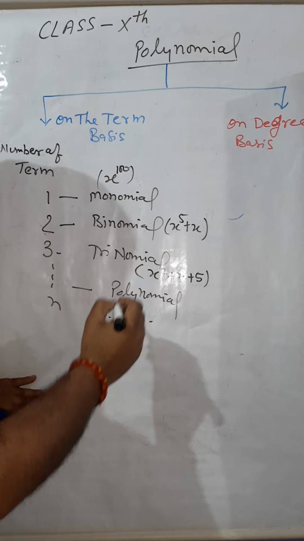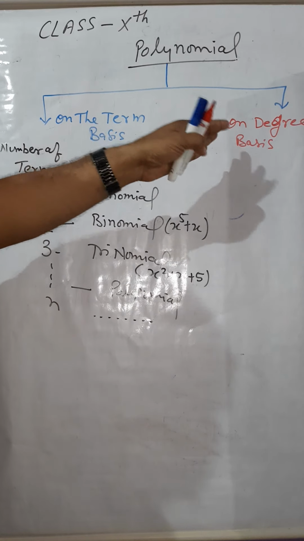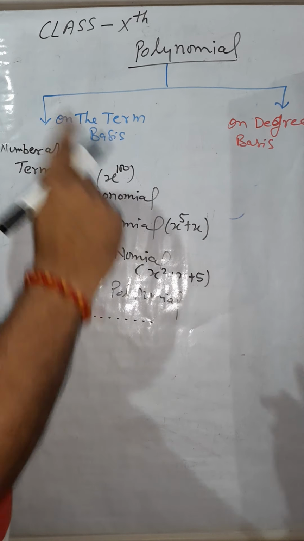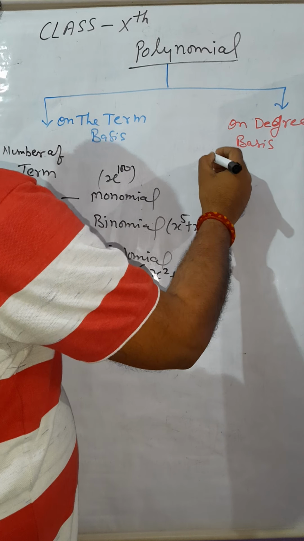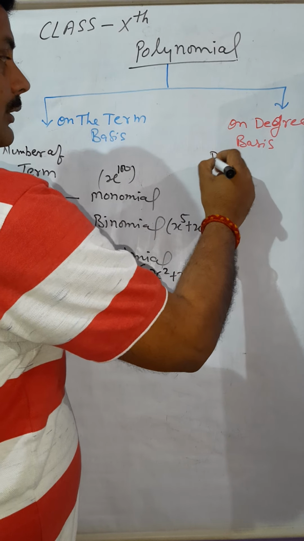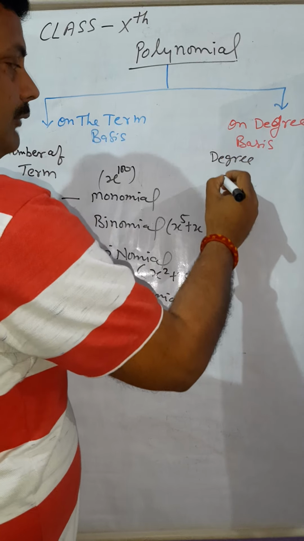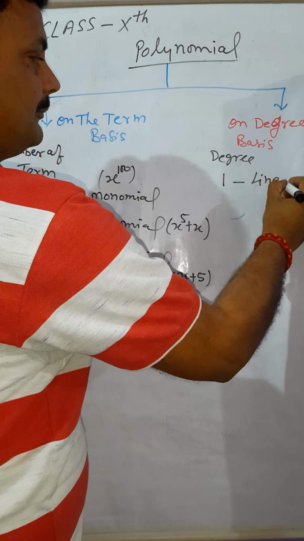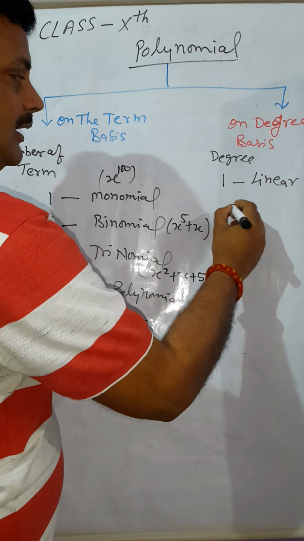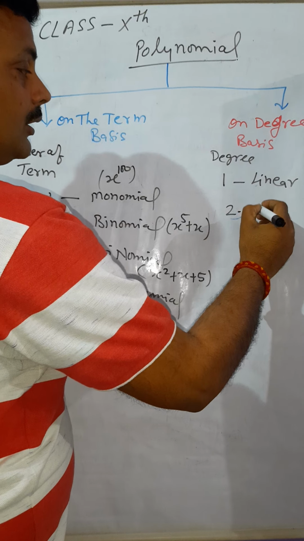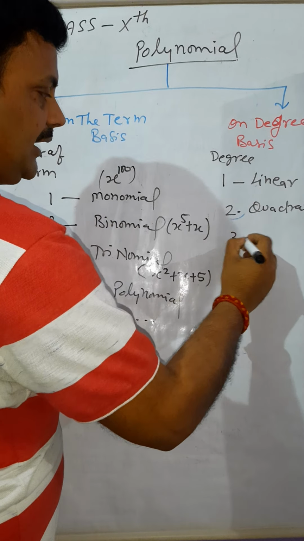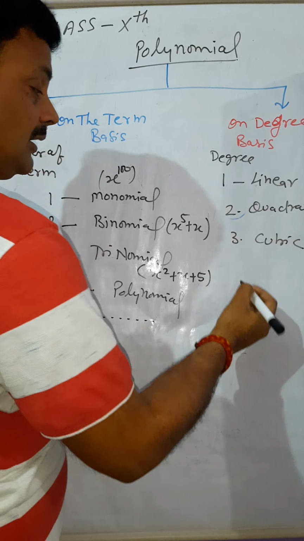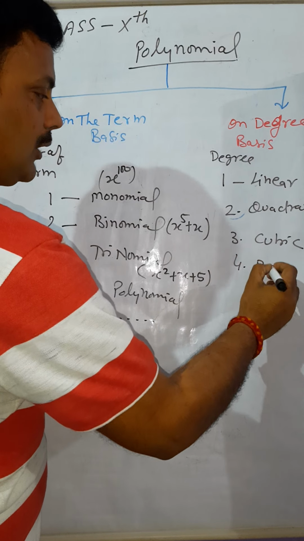Similarly, on the basis of degree, if we have only degree 1, this is known as a linear polynomial. Degree 2, quadratic. Degree 3, this is cubic. Degree 4, biquadratic.